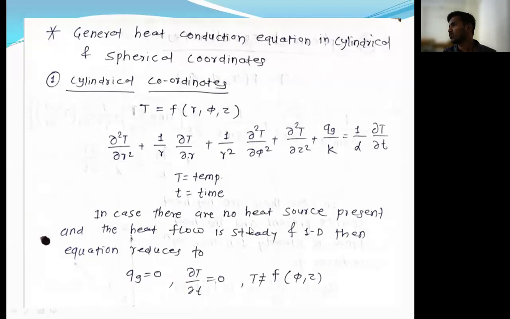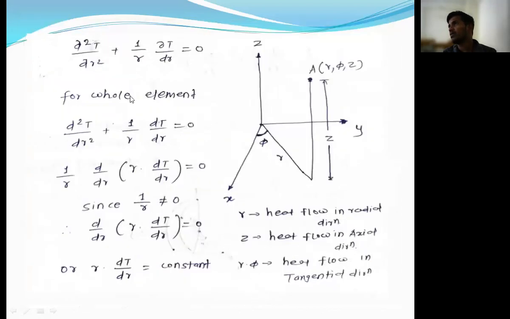Internal heat generation is not there, so Qg is equal to 0. Steady state heat flow means ∂T/∂t is equal to 0, and one dimension is nothing but temperature is a function of only R. So temperature is not a function of what? Phi and Z. Okay, so in that way we have written the equation. Then write down the equation.